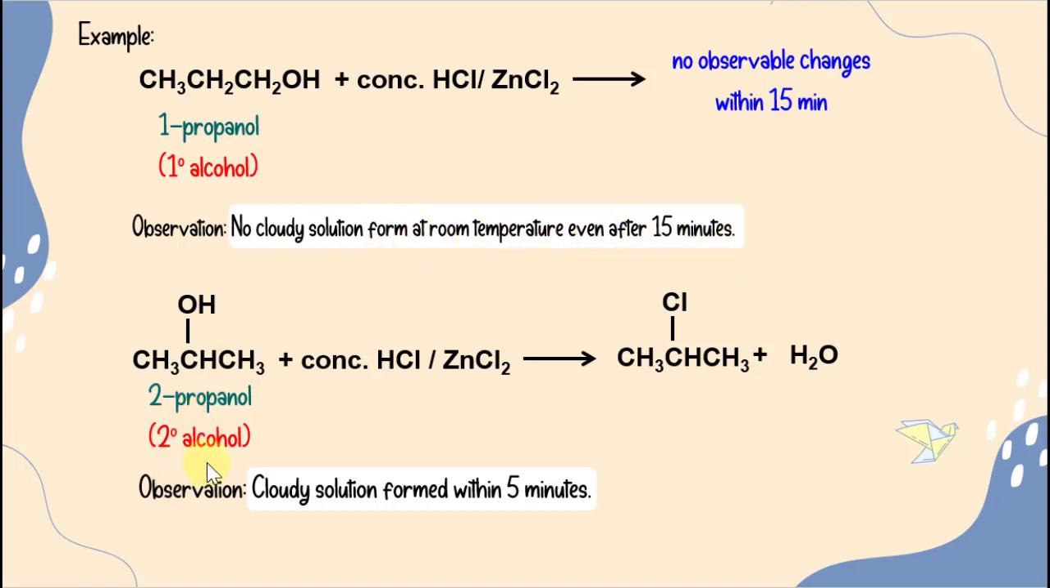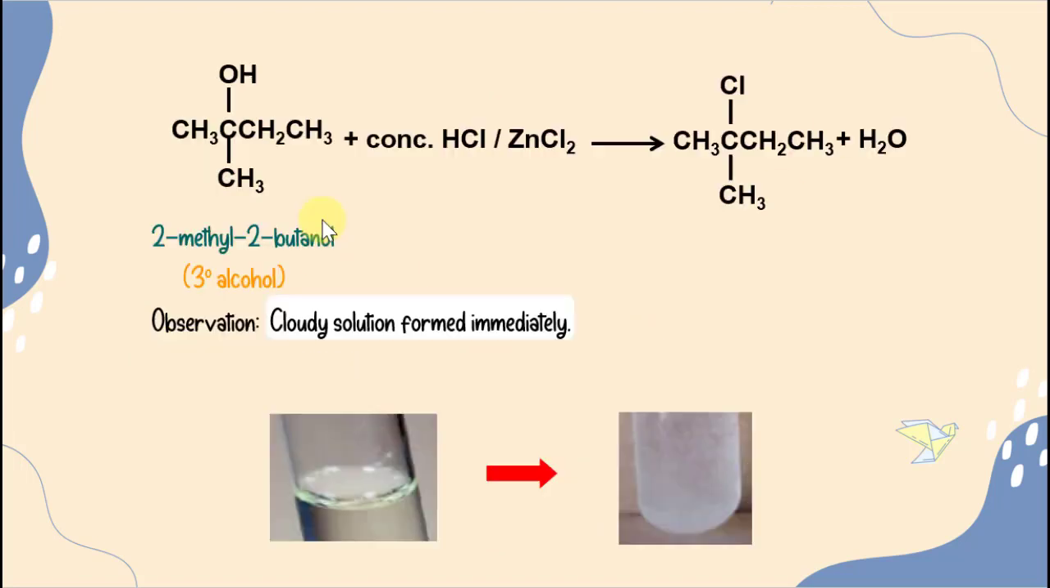But for the secondary alcohol, when treated with concentrated hydrochloric acid in zinc chloride, for example, here if we have 2-propanol, the cloudy solution will form within 5 minutes. So the OH group is changed into Cl. For the tertiary alcohol, for example, here we have 2-methyl-2-butanol treated with a Lucas reagent, the cloudy solution will form immediately.